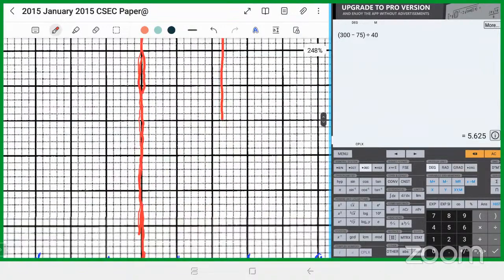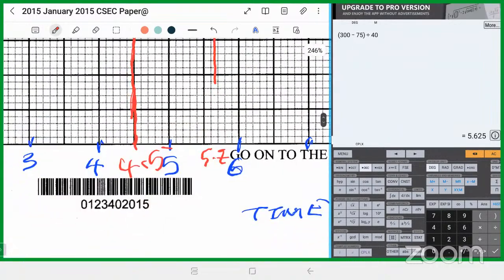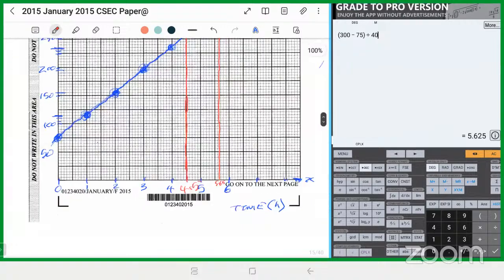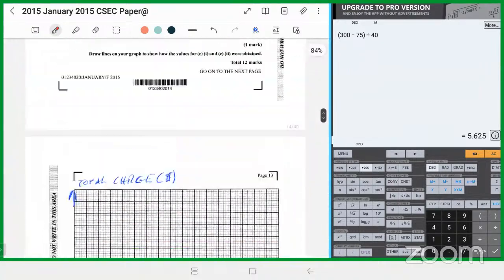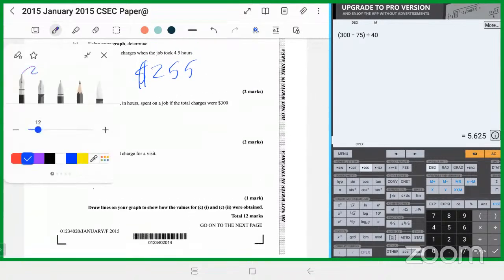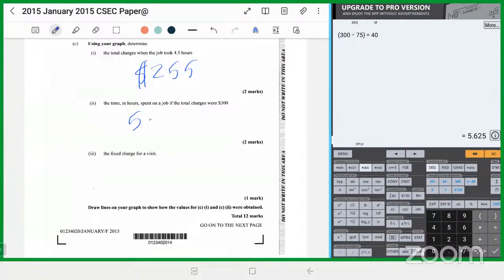Do it with the ruler, guys. Don't be friendly like me, please. So I'm reading it right here. This is 5.5. This is 5.6. This is 5.65. I'm going to write 5.65 instead. Give the examiner that. The actual value is 5.625, but you have to use what the graph gave you. So 5.65.